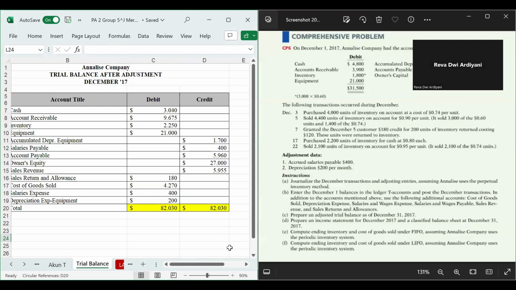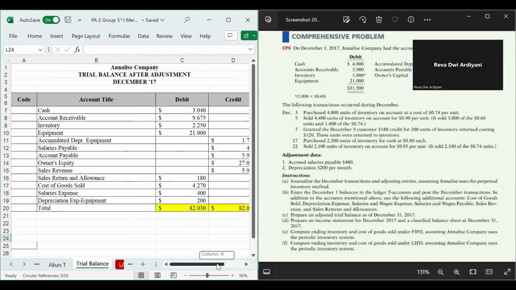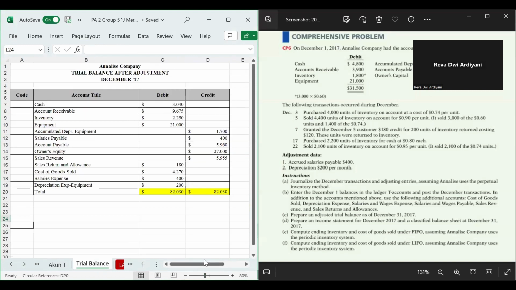Next, the trial balance. Here we list the accounts: cash, accounts receivable, inventory, equipment, accumulated depreciation, and expenses, and the total was $41,015 in the trial balance. Okay, next, moderator.